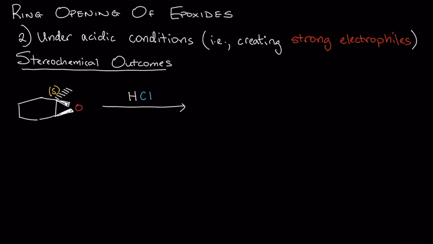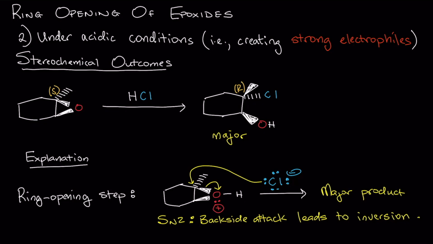And so treating this epoxide with HCl, your chlorine is going to be your nucleophile, and your major product is that shown here. And once again, note that in this case, just like under basic conditions, if you're dealing with a chiral center that you're attacking, the ring opening inverts the configuration at that chiral center. So you went from an S configuration to an R configuration in this particular ring opening mechanism. And once again, the explanation can be readily seen by simply looking at the ring opening step of your reaction.